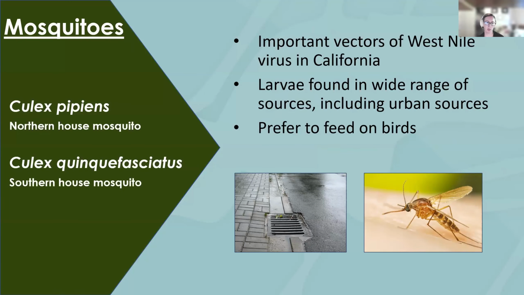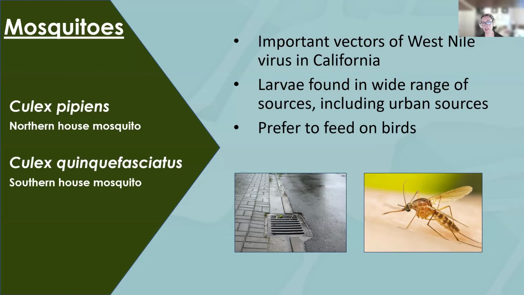The other most important West Nile virus vectors in California are Culex pipiens and Culex quinquefasciatus, the northern and southern house mosquitoes. These two species are considered sister species. They're indistinguishable under a microscope, and they have similar habits, but the northern house mosquitoes live in the north, and the southern house mosquitoes live in the south. Both are important vectors of West Nile virus in California.